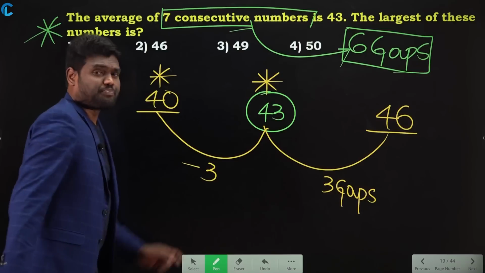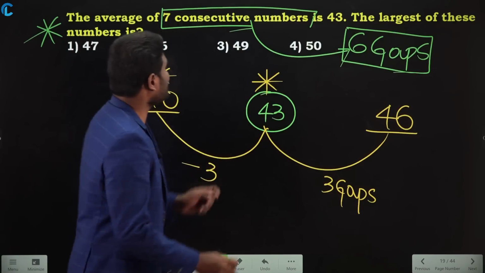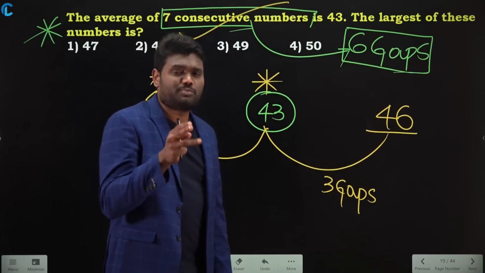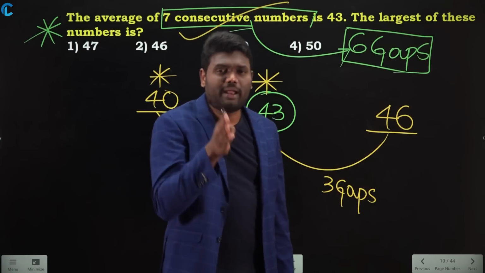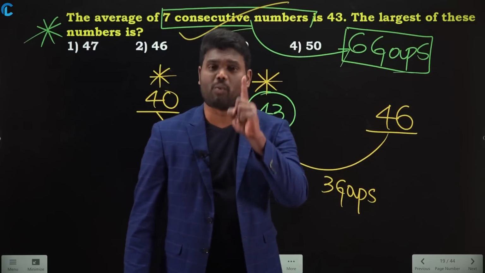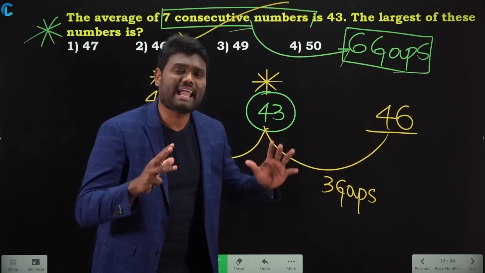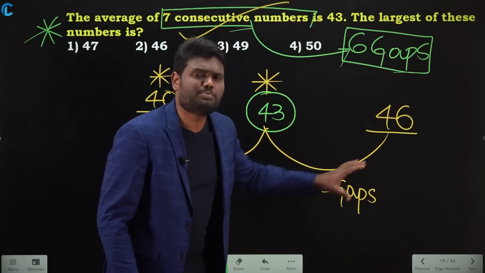And look here, in this question these are consecutive numbers. As these are consecutive numbers, from one number to another you will have a difference of only 1. As the difference is 1, 3 gaps means 3 difference, 5 gaps means 5 difference, 7 gaps means 7 difference.